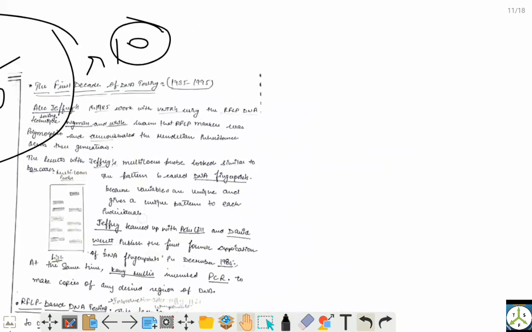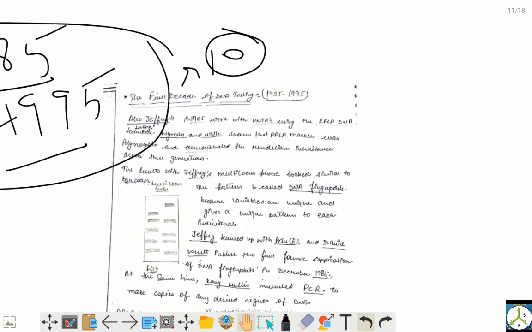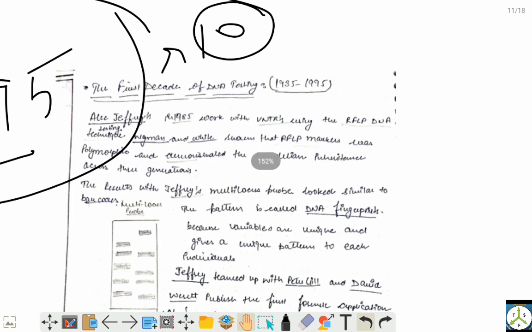Clear? So Alec Jeffreys in 1985 worked with VNTR using the RFLP technique. Next, Wyman and White showed that RFLP markers show polymorphism. Okay, so they showed Mendelian inheritance for upcoming generations. I think you all know about Mendelian inheritance, that is part of genetics. So the result with the Jeffreys multi-locus probe looked similar to a barcode. I think you all know about barcodes. When they performed the multi-locus probing technique, the results were like barcodes.